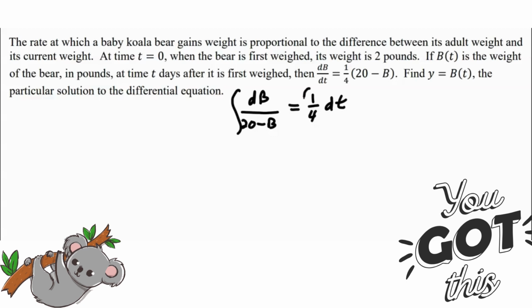So integrate both sides. The integral of db over 20 minus b would be negative natural log absolute value 20 minus b, because this would be a chain. Remember, we have to take the derivative of the inside, which is negative 1. That's why we need a negative 1 out in front of our natural log. All right, I'm also going to integrate the right side, and I would get 1/4 t plus the constant c.